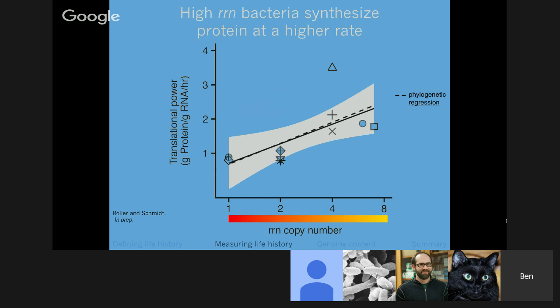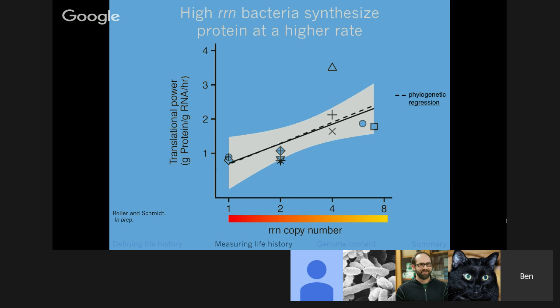And what Les showed was that when you look at bacteria that range across this ribosomal RNA copy number spectrum, they tend to have a higher translational power, and the ribosomes themselves actually are synthesizing protein at a faster rate in high copy number bacteria when you measure them under the same environmental conditions as low copy number bacteria. So this, to us, suggested that maybe this trade-off between rate and efficiency, if it exists, could be due to differences in ribosome phenotypes, and maybe it's the rate and efficiency of protein synthesis that are really driving the overall rate and efficiency of growth.